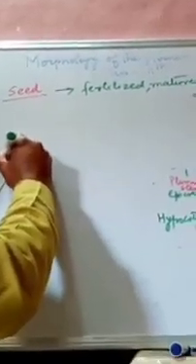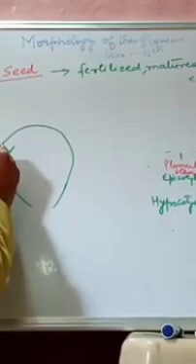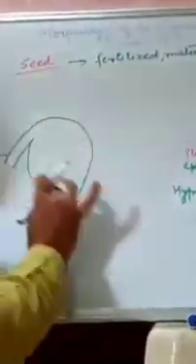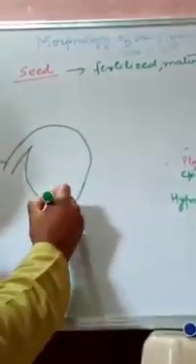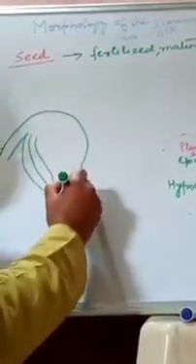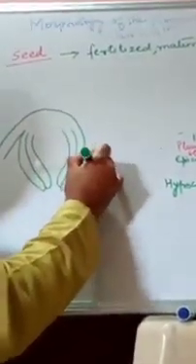Diagram of a typical ovule. This is the stalk of the ovule, which is called the funicle. And this is the body of the ovule. Now what do we see here? These are the integuments.